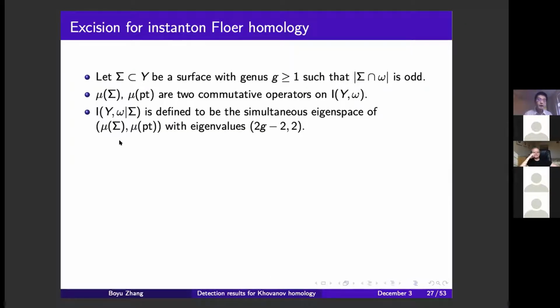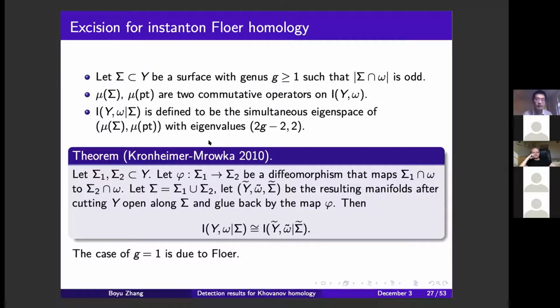It can be proved that the operator mu sigma, so from now on, let's assume that our instanton Floer homology has C coefficients so that we can talk about eigenvalues and eigenspaces more easily. And it turns out that the operator mu sigma has eigenvalues less than or equal to 2g minus 2, and the operator mu point has eigenvalues contained in the set plus minus 2. So we define a subspace of the instanton Floer homology to be the simultaneous generalized eigenspace of those two operators with eigenvalues 2g minus 2 and 2.